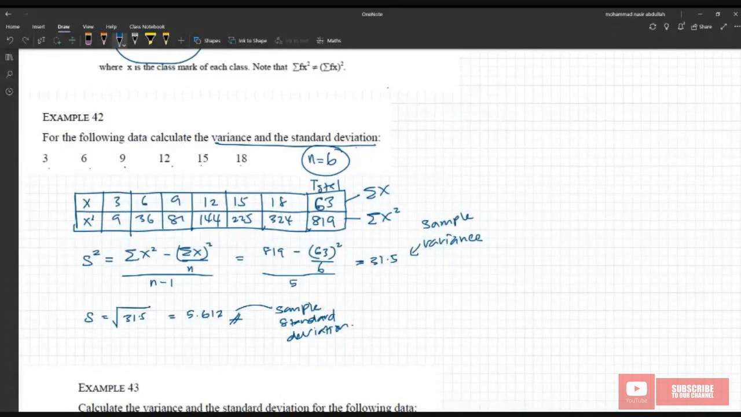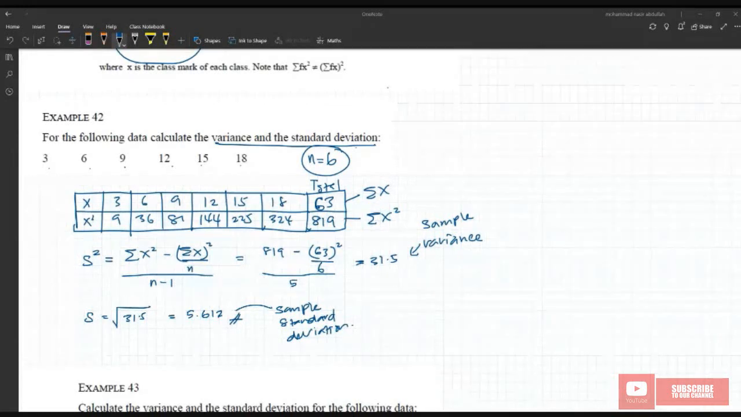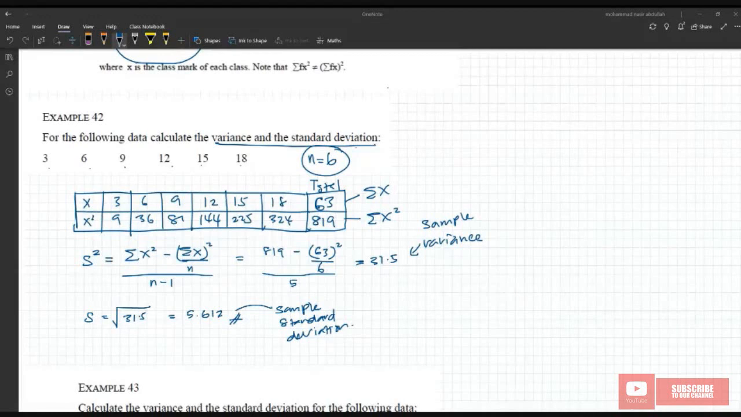Right. So are you clear with this one? We calculate variance and standard deviation from ungrouped data. Can you comment if you are clear? If you have a question, you can raise it in the chat room. Are you okay? Can you comment? Right, good.